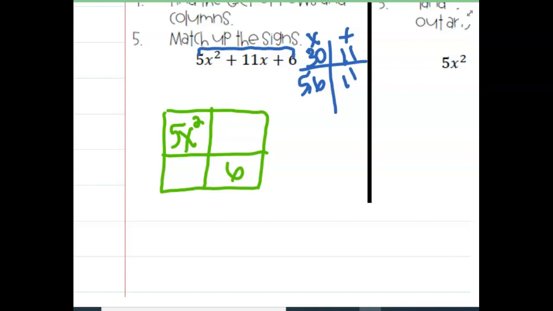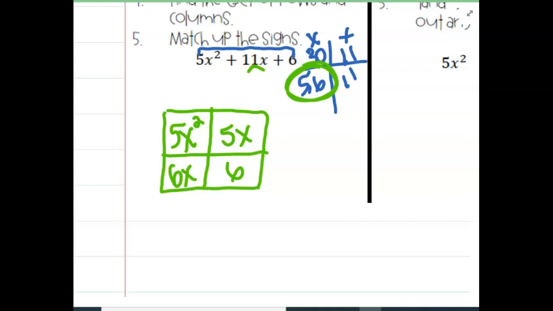Remember what happened with these two boxes? Remember how I could combine those together to give me this 11x? Okay, so what you're going to do is break apart that 11x, and it's going to go in these two boxes. So you're not going to put 11x in here. What you're going to put in here are those numbers that we found. You are going to put 5x and 6x.